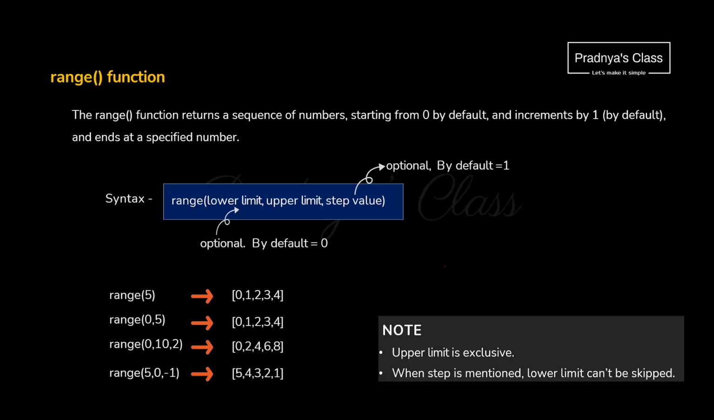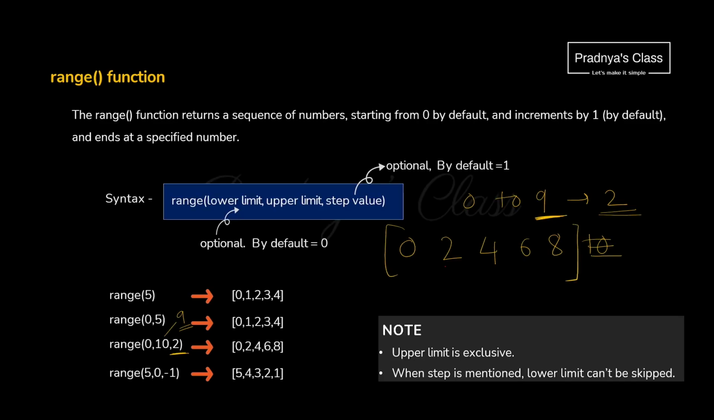Now in the next example we are going to check the step value. Starting is 0, ending is 10 and the step value is 2. Ending is 10 means it is 9 because the end limit is exclusive. So the numbers should generate from 0 to 9 with a step of 2. The first element will be 0, the second will be 2 because it should get incremented by 2. The next element will be 4, then 6, then 8. After 8, 10 will come, but we know that the end limit is 9. That's why here is the output.